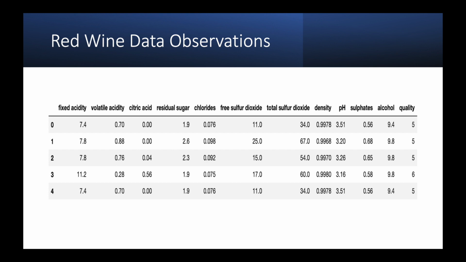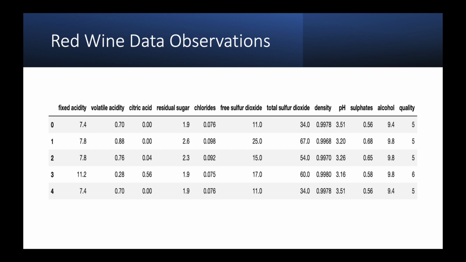Now we can look at the red wine data set. Starting on the red wine data observation slide, you can see we used a snippet of our data head, which we had used for our linear regression models. In the red wine quality data set, we have 1,599 samples, which all contain 11 attributes each.